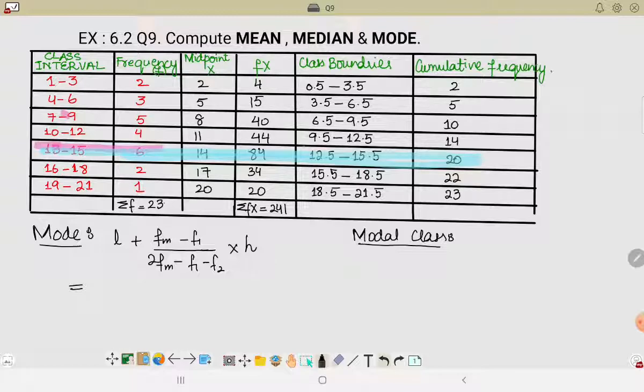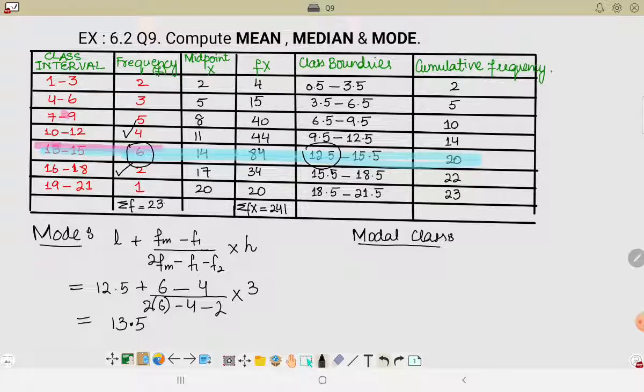L stands for lower class boundary of this modal class, which is 12.5. fm stands for the frequency of this modal class, which is 6. f1 stands for frequency preceding this modal class, which is 4. 2fm again is 6, f1 is again 4. f2 is the frequency succeeding this modal class, यानी कि उस modal class के बाद जो frequency आ रही है वो. And h stands for the size of the class interval, which is already 3. When you solve it, it comes out to be 13.5, which is going to be the mode of this data.